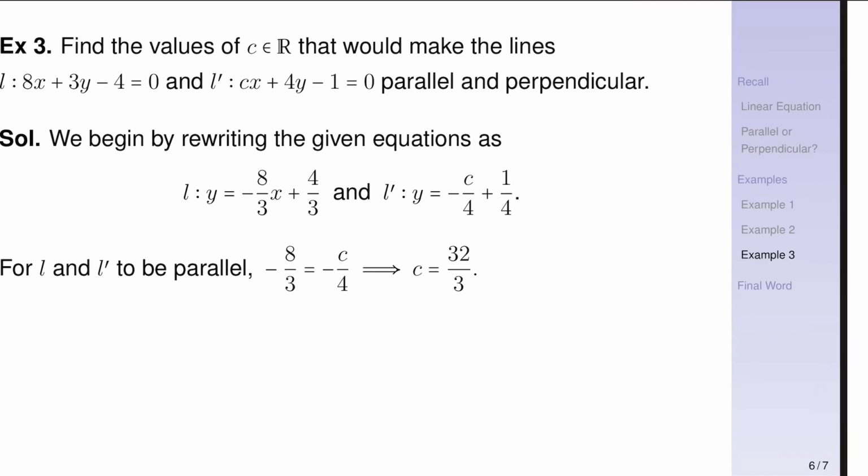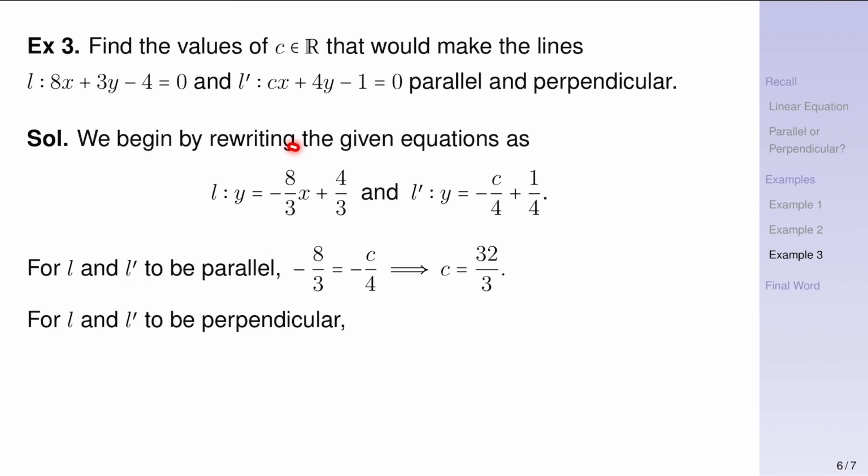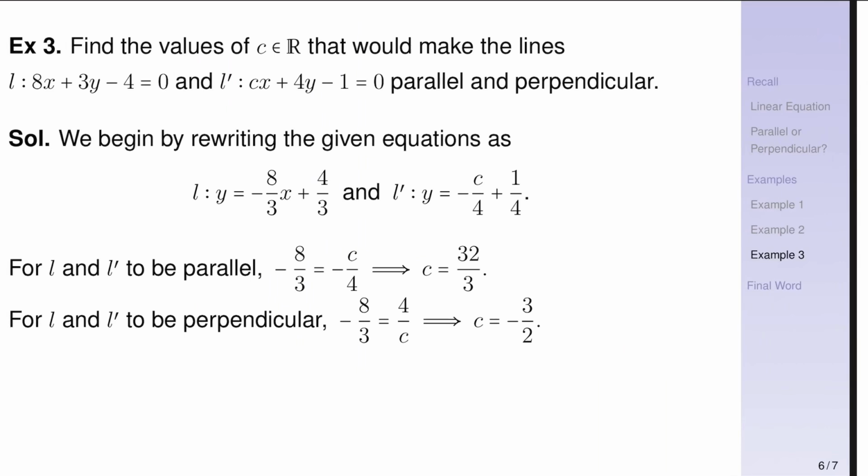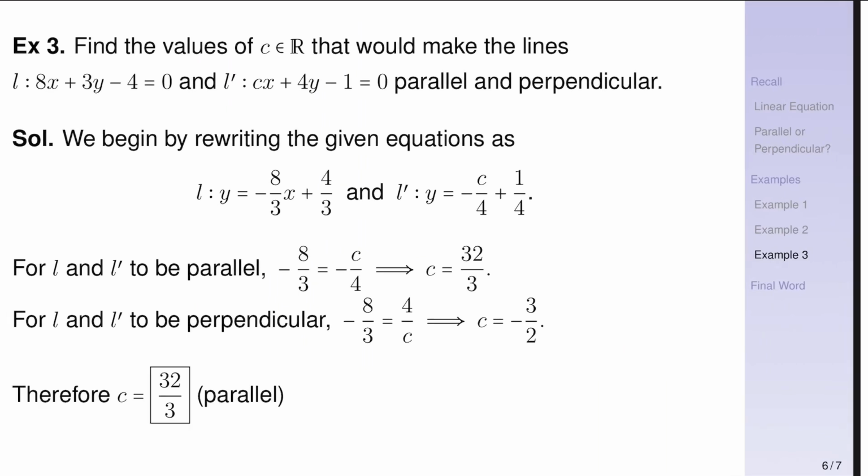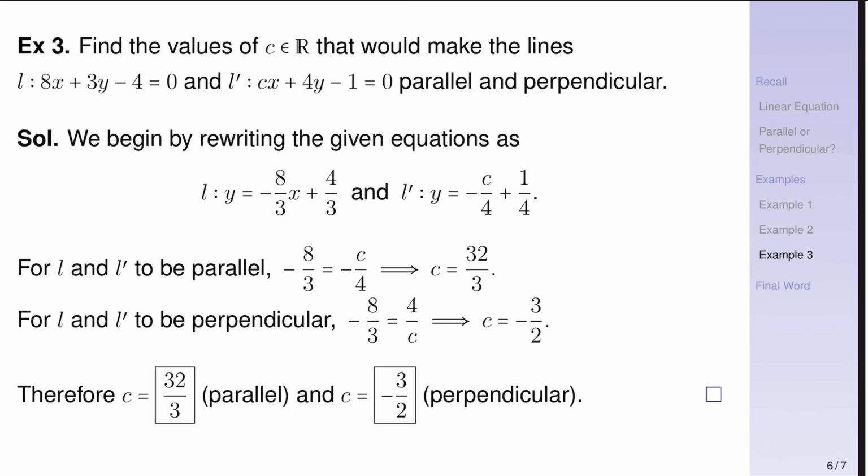That's pretty straightforward. On the other hand, for L and L prime to be perpendicular, their slopes must be the negative reciprocal of one another. What I mean by that is negative 8 over 3 must be equal to the negative reciprocal of negative c over 4. That would be 4 over c. Solving for c here, you can obtain that c is equal to negative 3 over 2. Which means that the two lines would be parallel if c is equal to 32 over 3, and the two lines will be perpendicular if c is equal to negative 3 over 2. That answers the given problem.